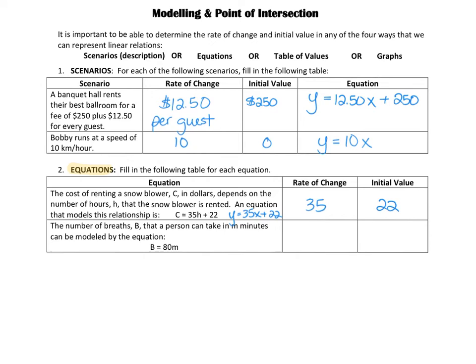So in words, it costs $22 to rent the snowblower, no matter how long you use it for, and then it's $35 per hour. Hopefully that idea and that scenario makes sense to you.